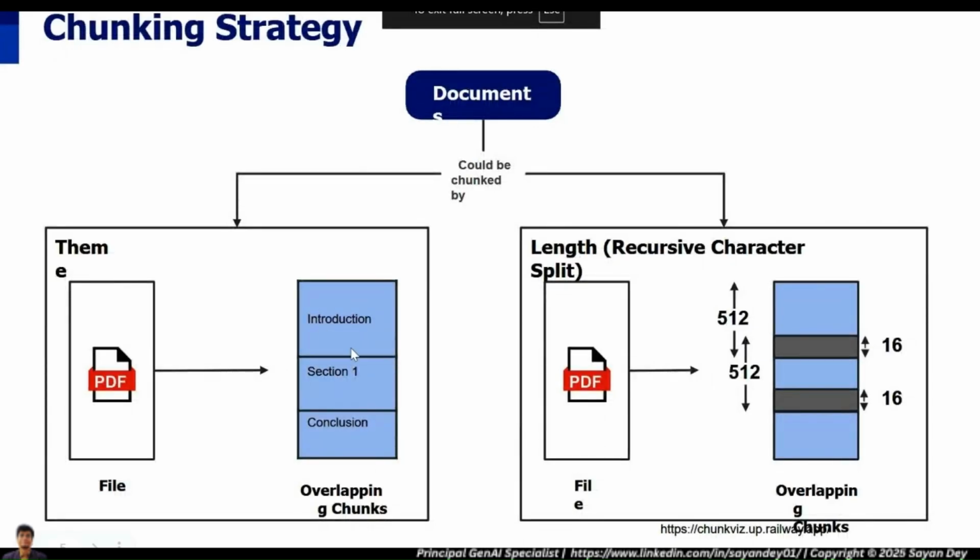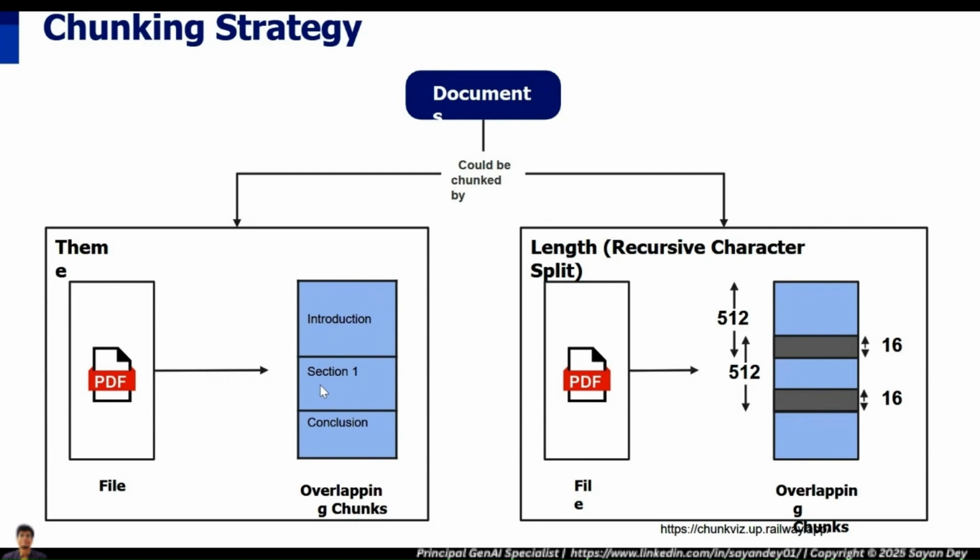So what we did was fixed length chunking, fixed size chunking, on the right hand side. So every 512 characters we have a chunk with some overlap. On the left hand side, you do something called semantic chunking or theme based chunking. That means you have the entire document, and based on some Gen AI model, we are able to figure out what the different parts of the document are.